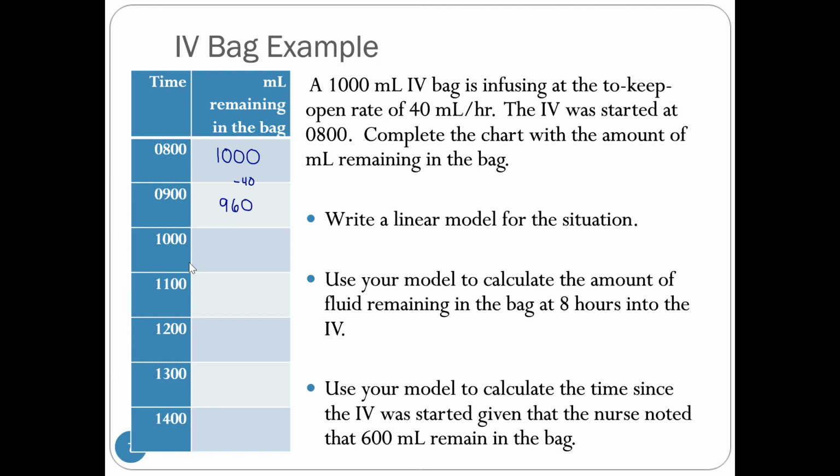The same thing happens from 9 o'clock to 10 o'clock. So again, 40 milliliters are infused into the patient and therefore removed from the bag. And so by 10 o'clock, the fluid level in the bag is down to 920 milliliters. You can do the math on this. We continue to subtract 40 milliliters each time, and we fill out the rest of the chart, which would give us the milliliters remaining in the bag at each of the times listed.